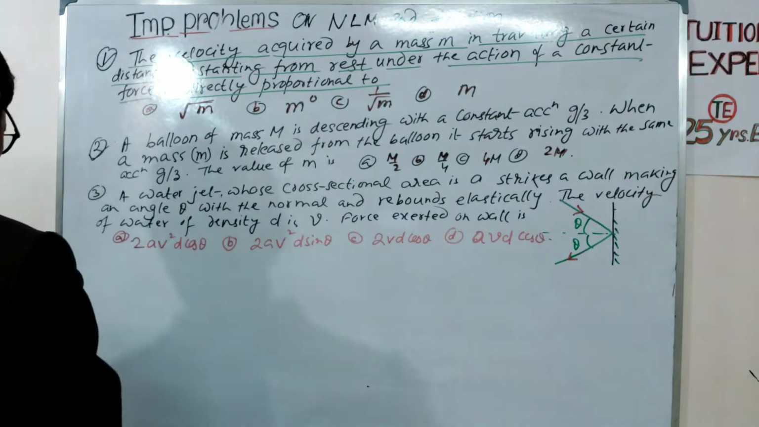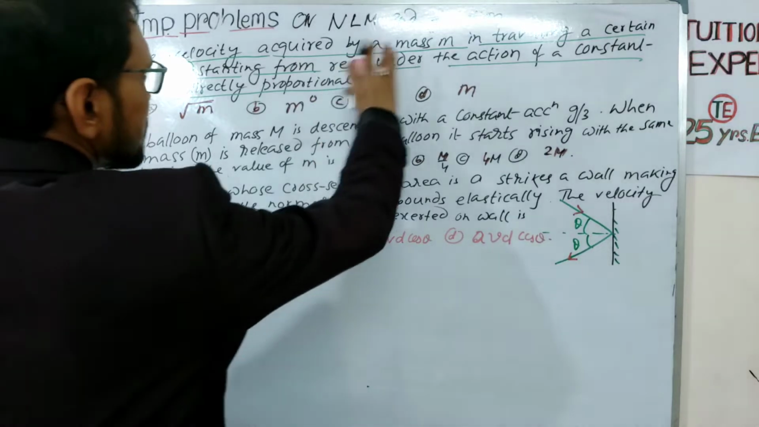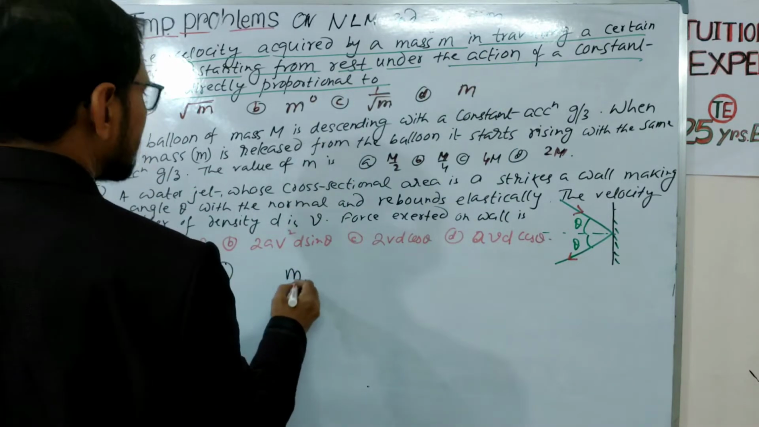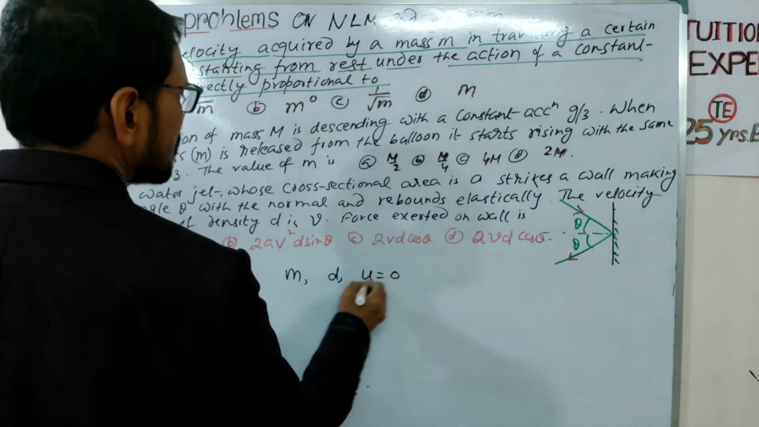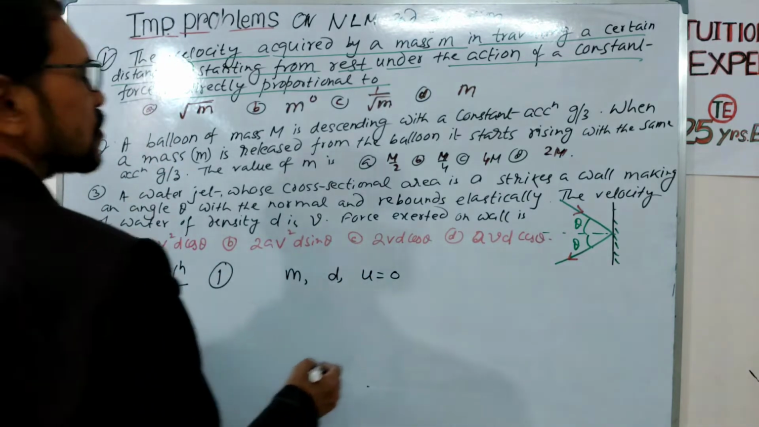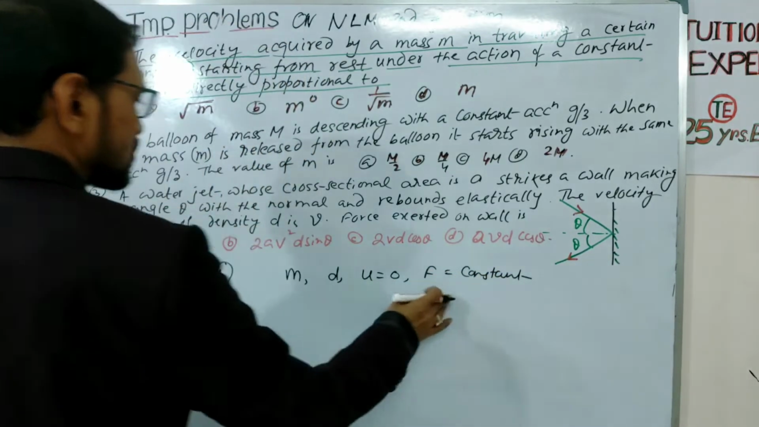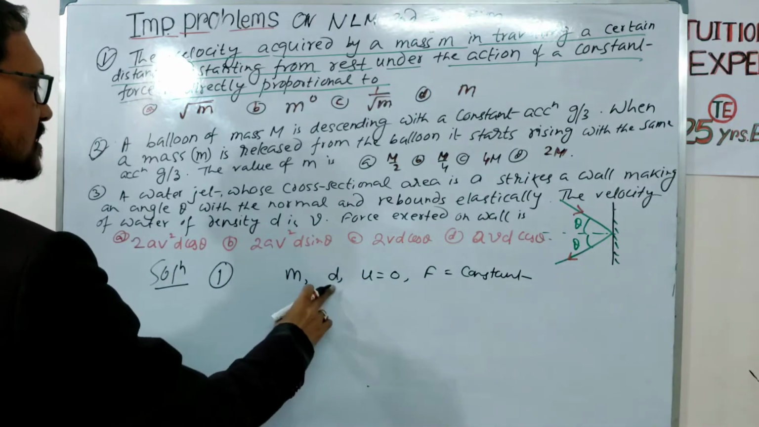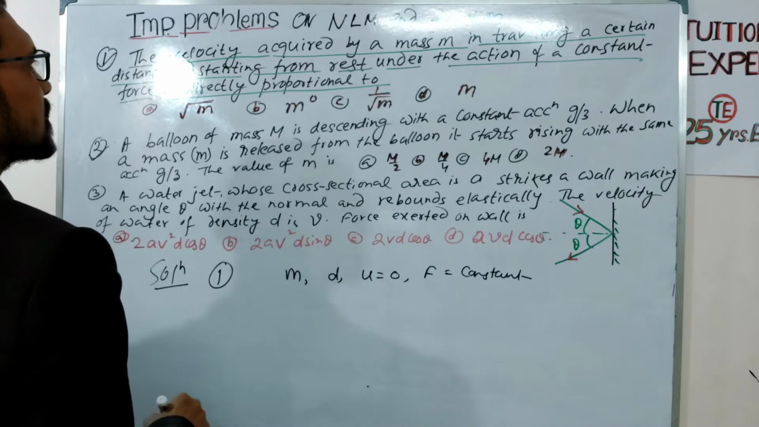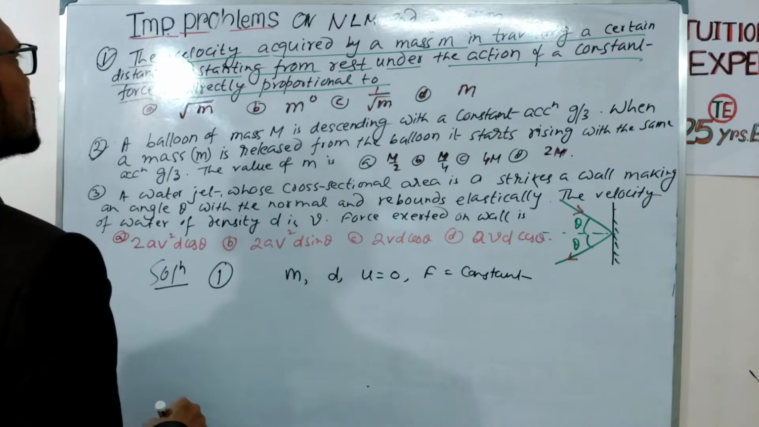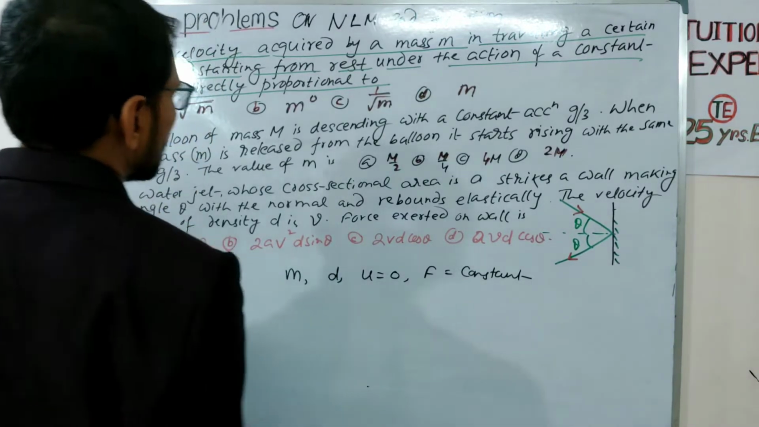So, solution of 1. What is given here? Mass m, distance d, and initial velocity 0, and the force is a constant force, so F is also constant. Initial velocity 0, distance d is constant, mass is constant. Now, after traveling the distance d, what is the velocity?